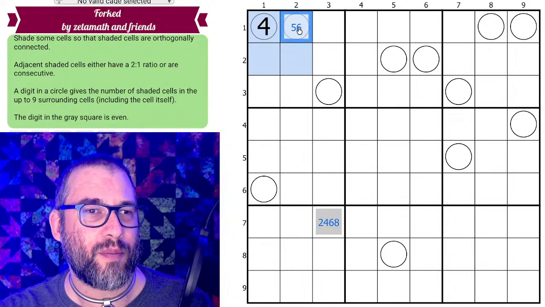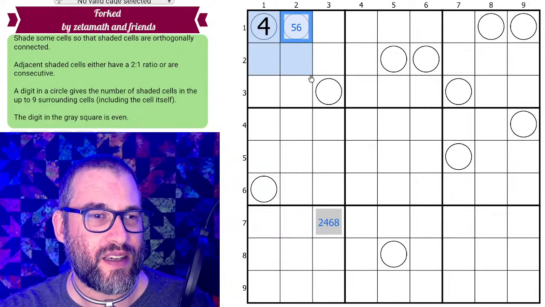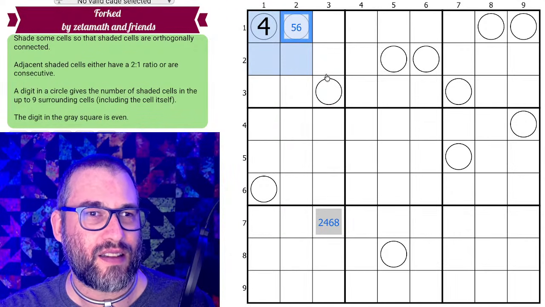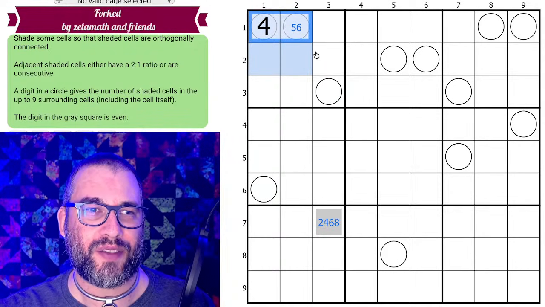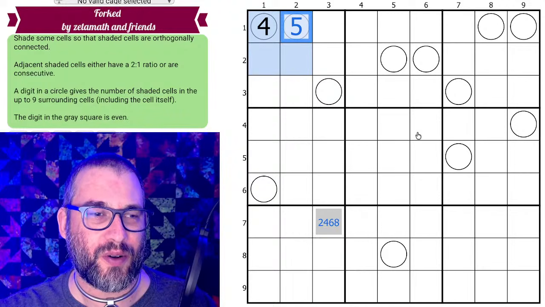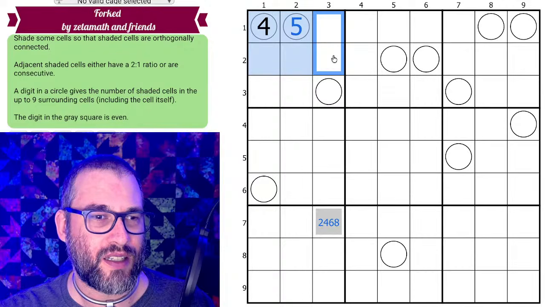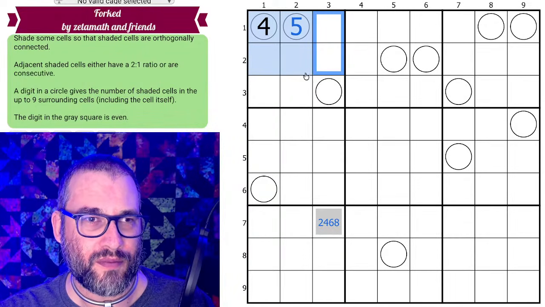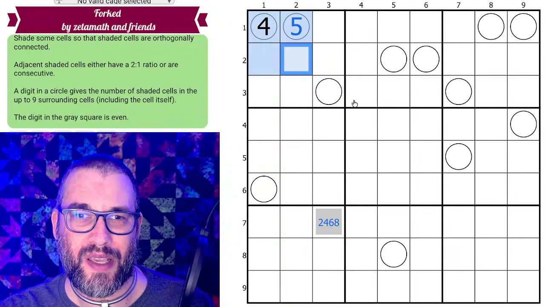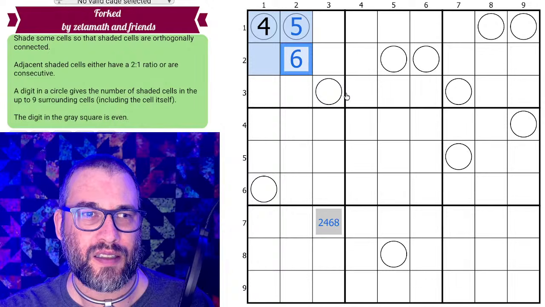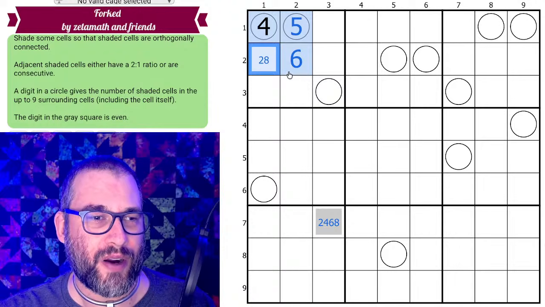Let's see. But these are adjacent, so they have to have some relationship. So this is going to be a 5. So exactly one of these is shaded. This digit is adjacent to 5, and the only thing it can be is 6. And so this has to be 2 or 8.